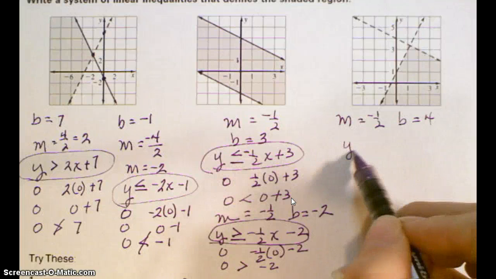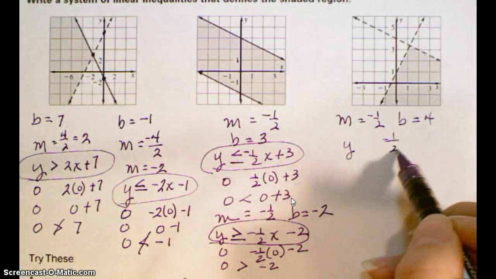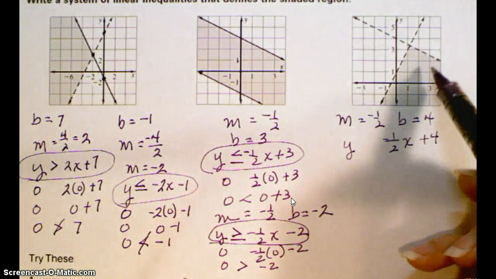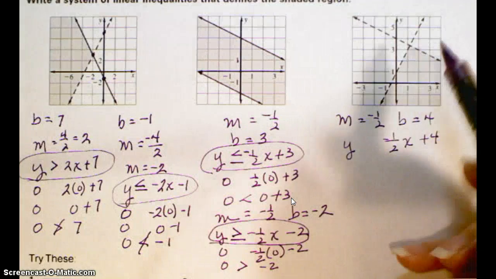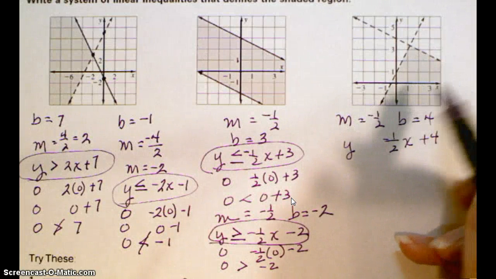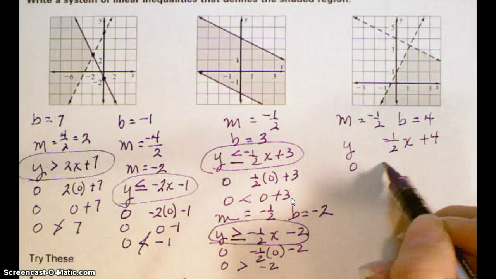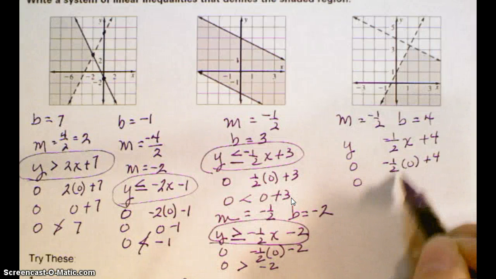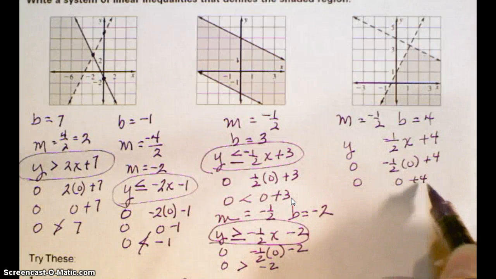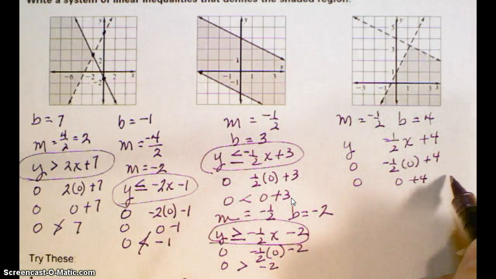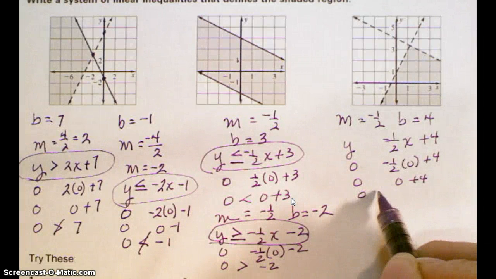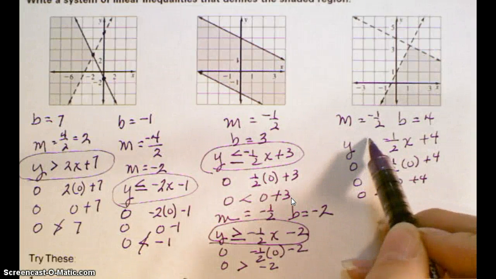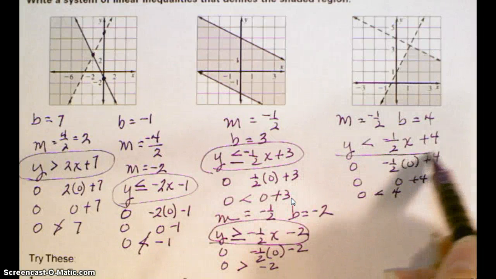So I have y. I've got to figure out my comparison, negative 1/2 x plus 4. If I were just looking at this line, everything below it is shaded. So 0, 0 is a true solution. So I'm going to put in 0 and 0, and I'm going to make a true statement. This would be 0 plus 4, which is 4. So to make this true, 0 is less than 4. So in my inequality, this would just be less than because it's dotted.